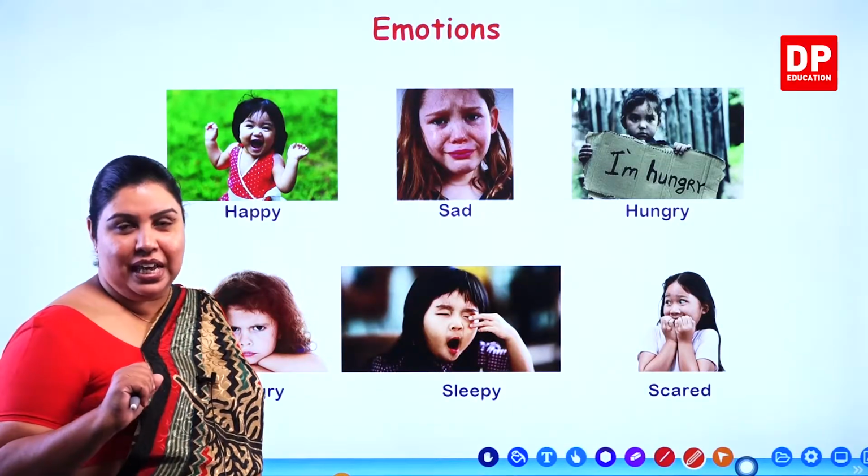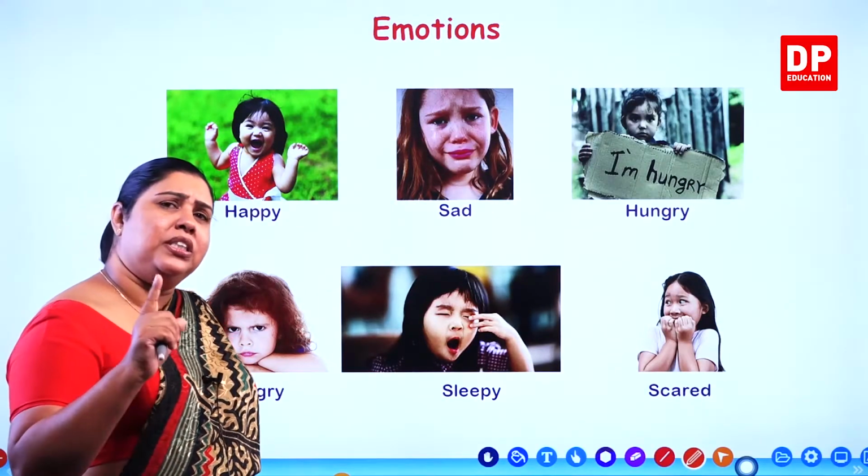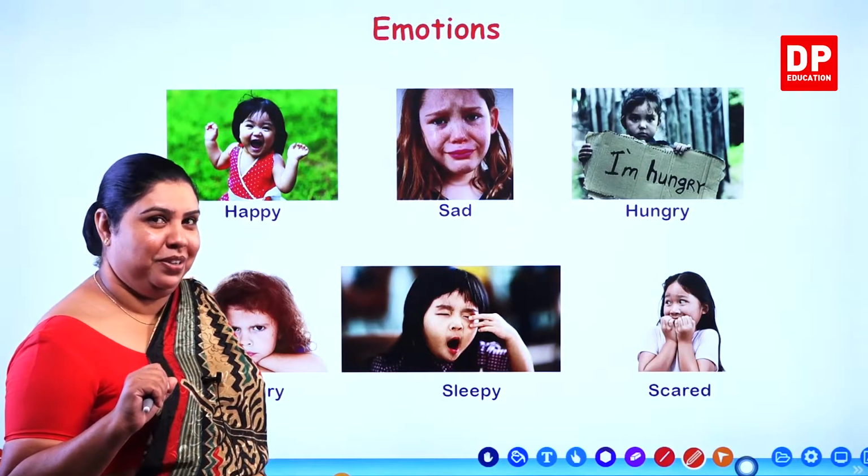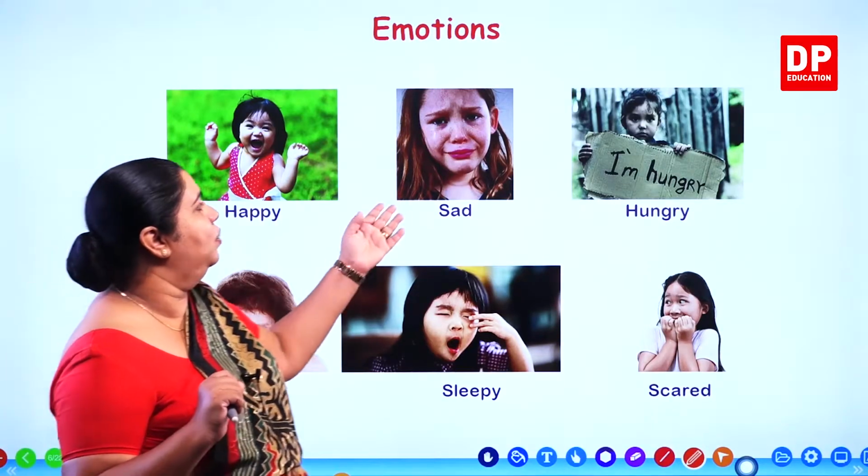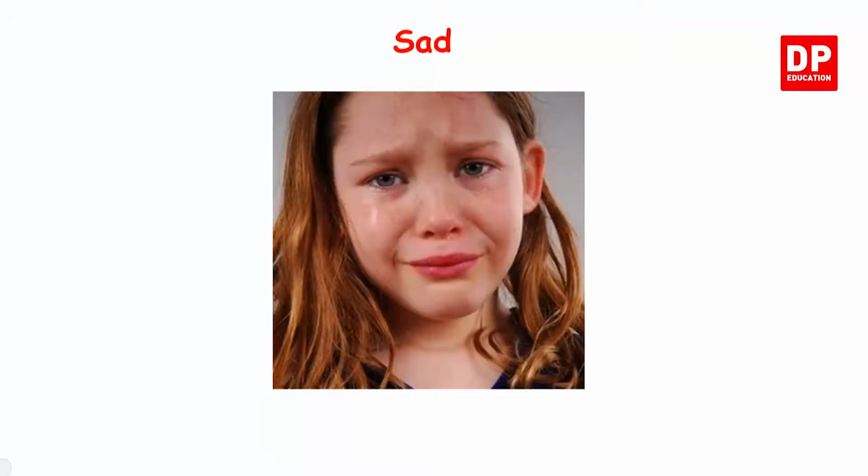We all feel happiness. We will see at what times we are going to feel happy. Okay? Right. Now have a look at this little girl. Look at her face. How is she feeling?